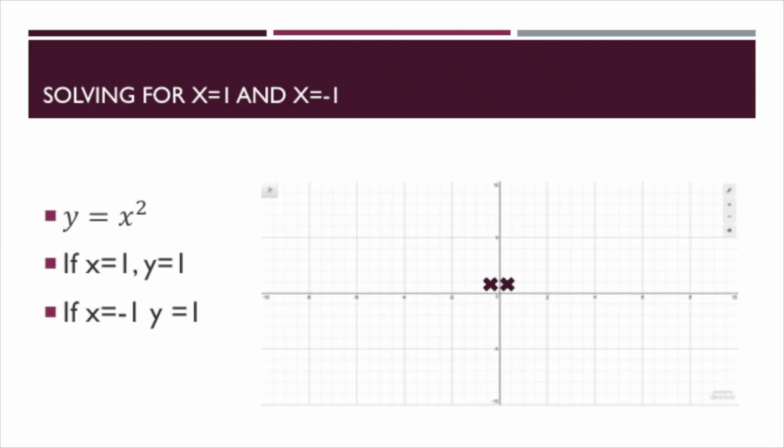So with equations which are more complicated, what we'll do is solve for different values. In this case, we're going to solve for x equals 1 and x equals negative 1. Well, if x equals 1, 1 times 1 is 1, so y equals 1. But what if x is negative 1? Well, in this case, y also equals 1, because we know that negative 1 times negative 1 is 1. We also know that if x equals 0, y equals 0.